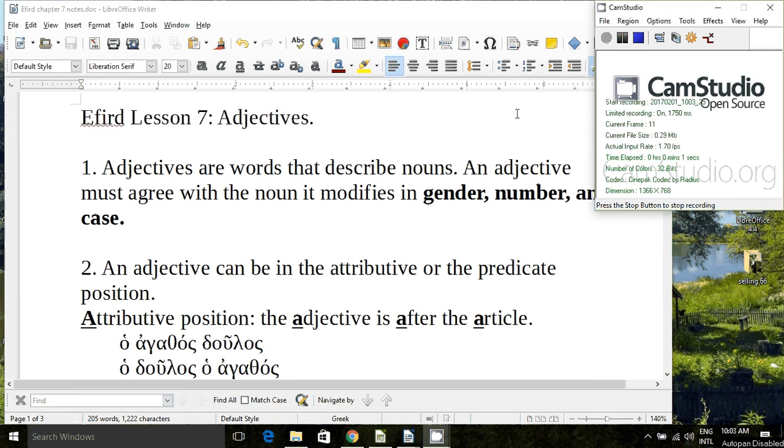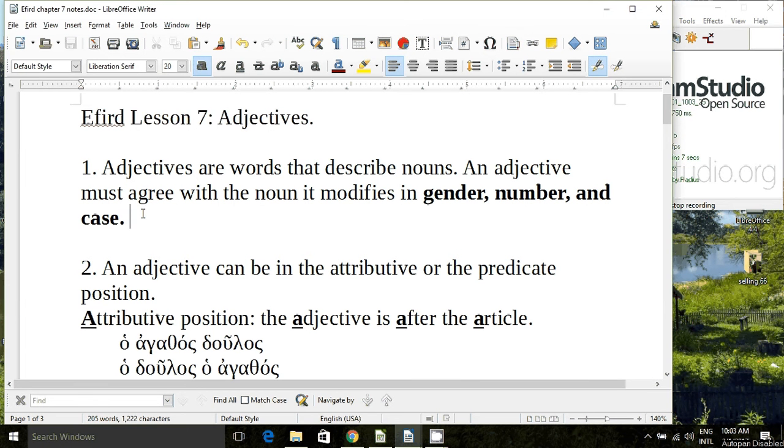Welcome back to New Testament Greek. We're ready for Efford's Lesson 7 on page 32. Today we're going to speak about adjectives. Adjectives, of course, are words that modify, that describe nouns. An adjective must agree with the noun it modifies in gender, number, and case.